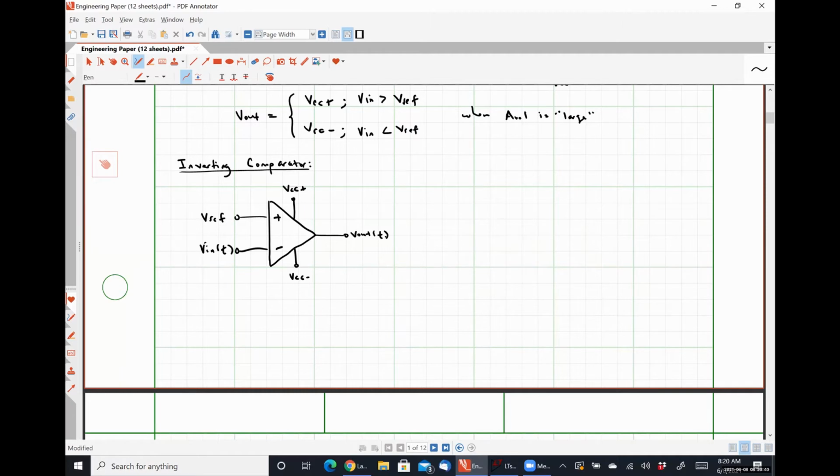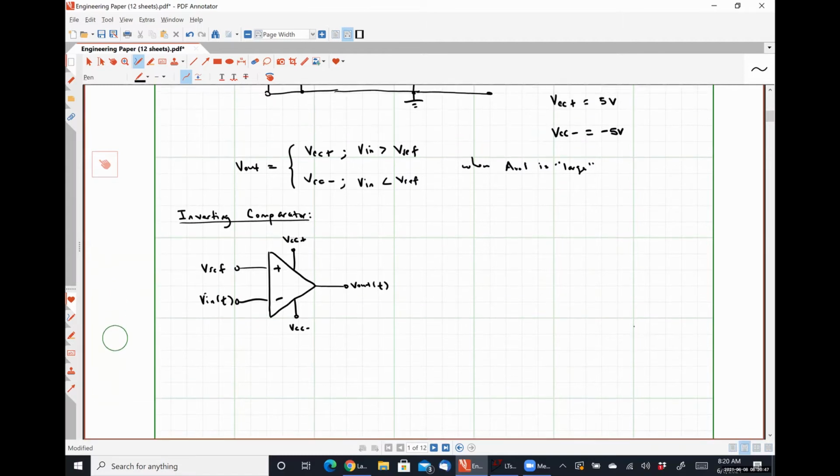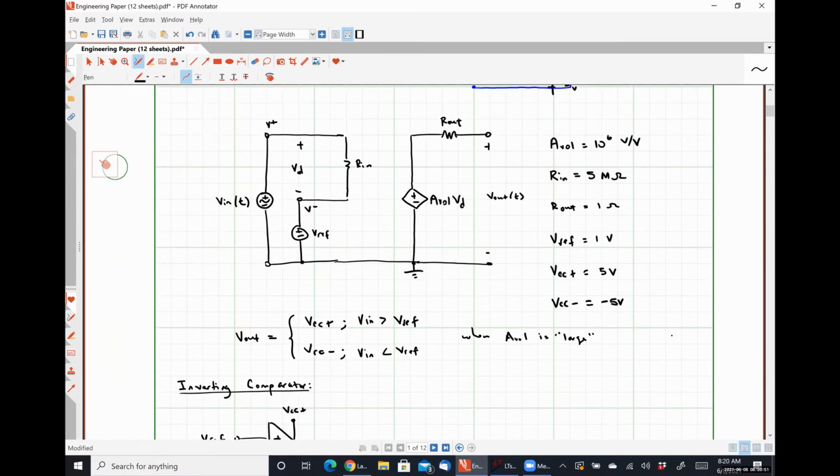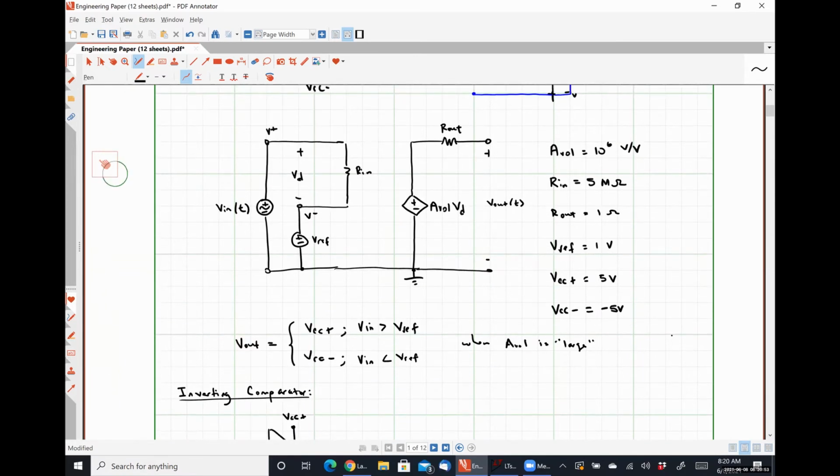So I'm not going to bother redrawing everything that we had previously for our practical op-amp model, because it should be fairly obvious what the difference between an inverting and a non-inverting comparator is. I would just change the location of VREF with VN. That's the only difference, right? It's the only difference between the schematic diagram, so that should be the only difference for the practical op-amp model as well. So how do you think this thing is going to behave?